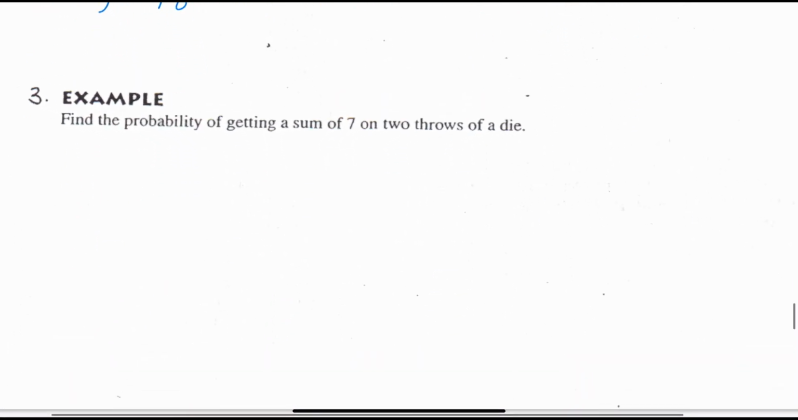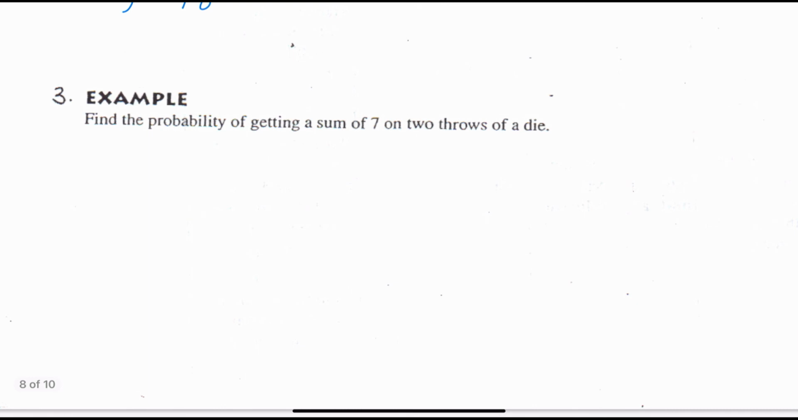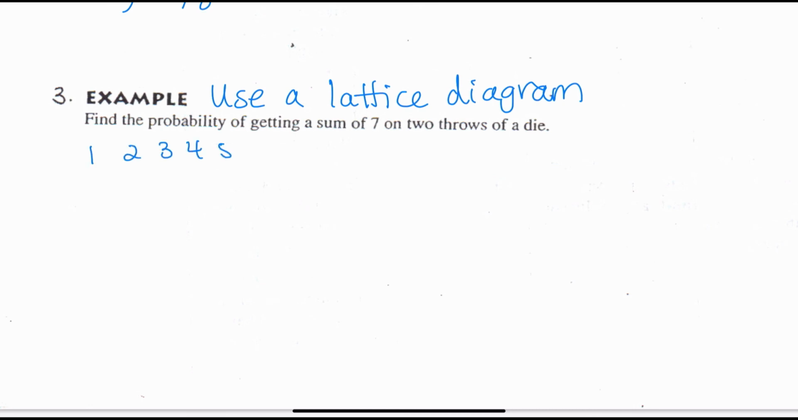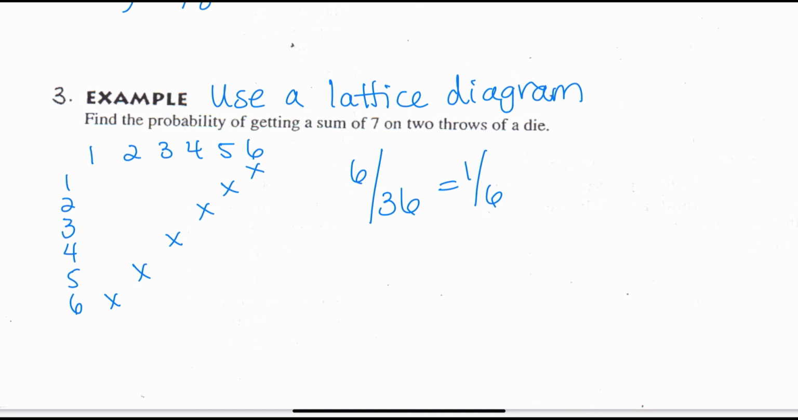In example 3, it says find the probability of getting a sum of 7 on 2 throws of a die. So the strategy in this case is going to be to use a lattice diagram. And we're throwing 2 dice. So the first one is 1, 2, 3, 4, 5, 6. The second one, 1, 2, 3, 4, 5, 6. And then diagonally, I told you that they add up to the same amount. The only way I'm going to get a sum of 7 is 6 and 1, 5 and 2, 4 and 3, 3 and 4, 2 and 5, 1 and 6. So 6 out of 36, which can be simplified to 1/6.